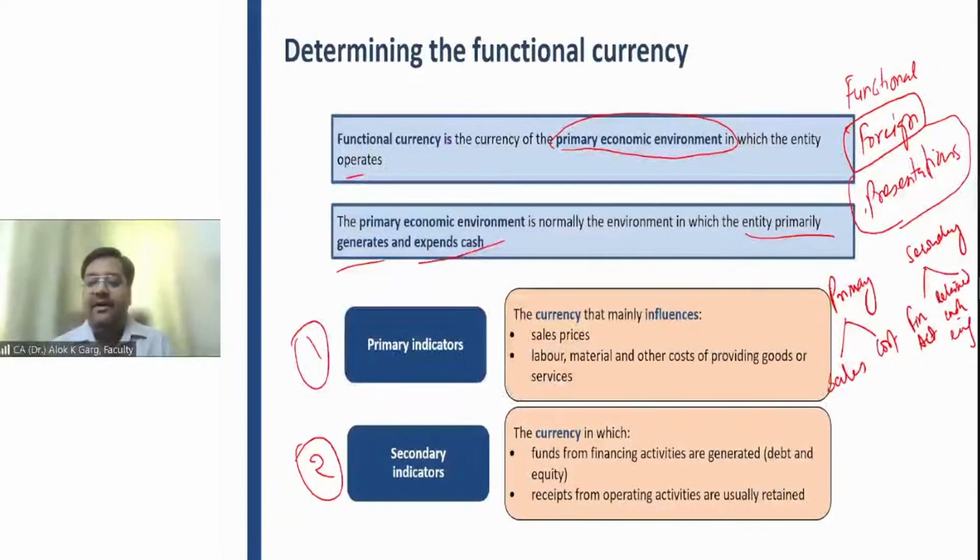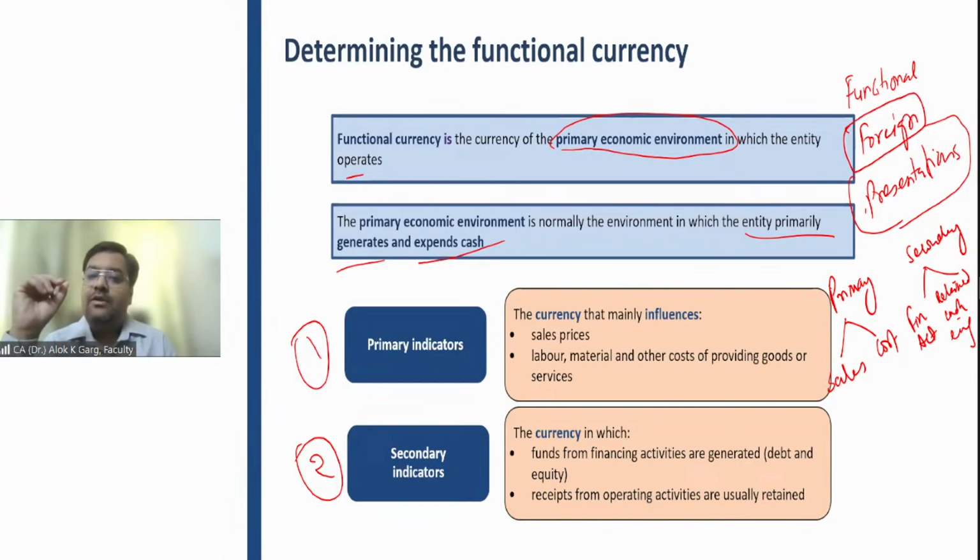In the case of functional currency, we discussed what should be the primary indicator and what should be the secondary indicator. The primary indicator you need to look at from the perspective of your output, which is sales, and input, which is direct cost, your cost of operations. The primary indicator defines what could be the functional currency: the currency which primarily influences the sales prices. In the question, you need to look at which is the currency in which the sales are denominated and in which the prices could be influenced.